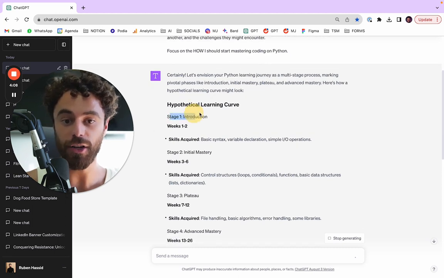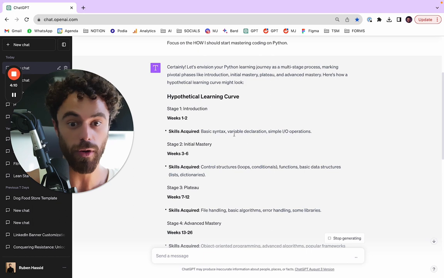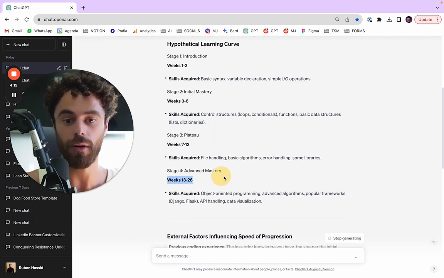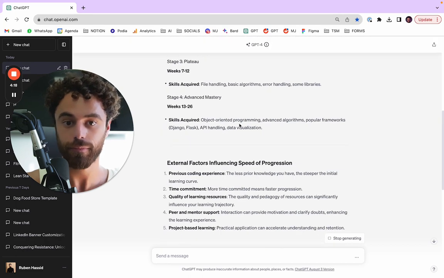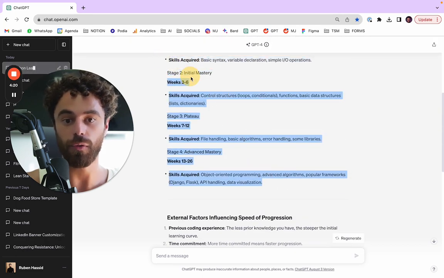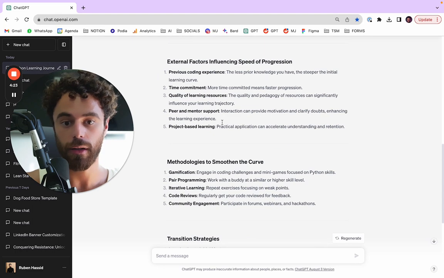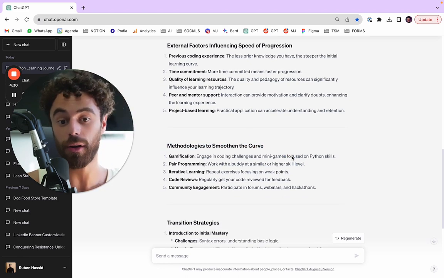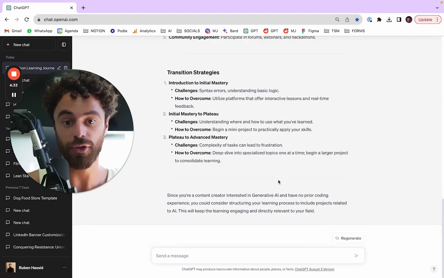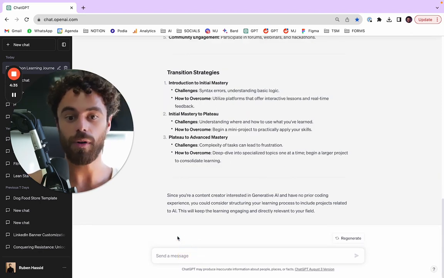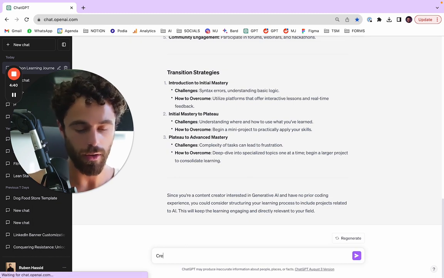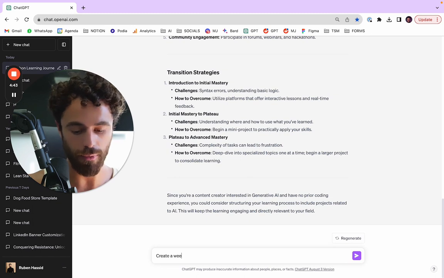So here, hypothetical learning curve. You have stage one, introduction, week one and two. You need to acquire this. Week three to six, week seven to 12, week 13 to 26. It's going to be a focus on what you should learn and how you should learn it. External factors influencing speed or progression. Methodologies to smoothen the curve. Transition strategies. This was less for me, but more for ChatGPT to understand what's going on.